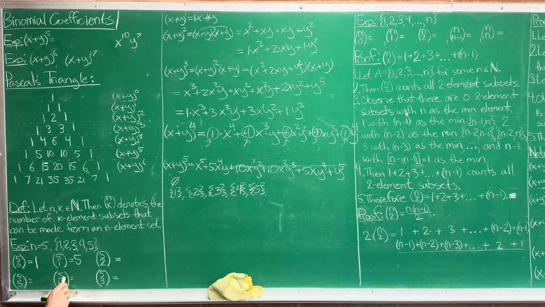Right? Okay, a little bit more tricky. How many 2 element subsets can I create? 20. 20?